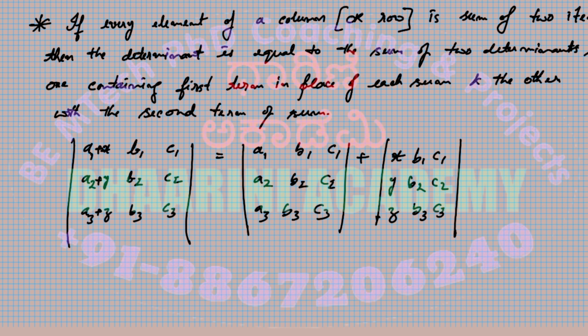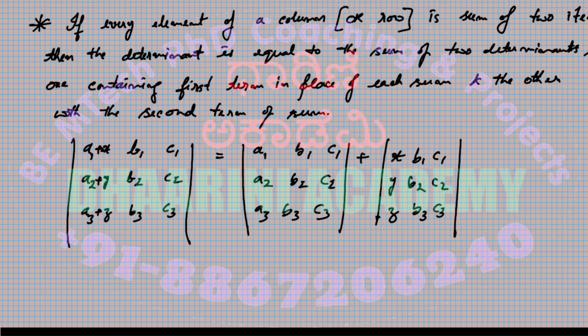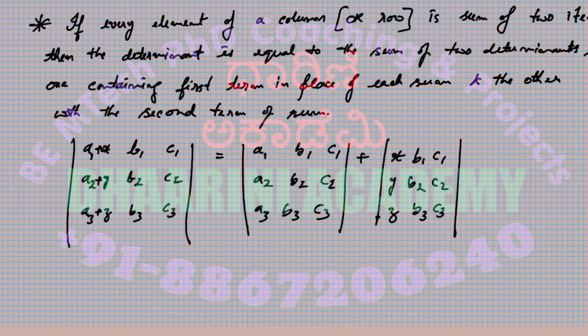Only that particular column which had two terms, which we tried to split as two terms, got separated. They are changed into the sum of the two determinants.